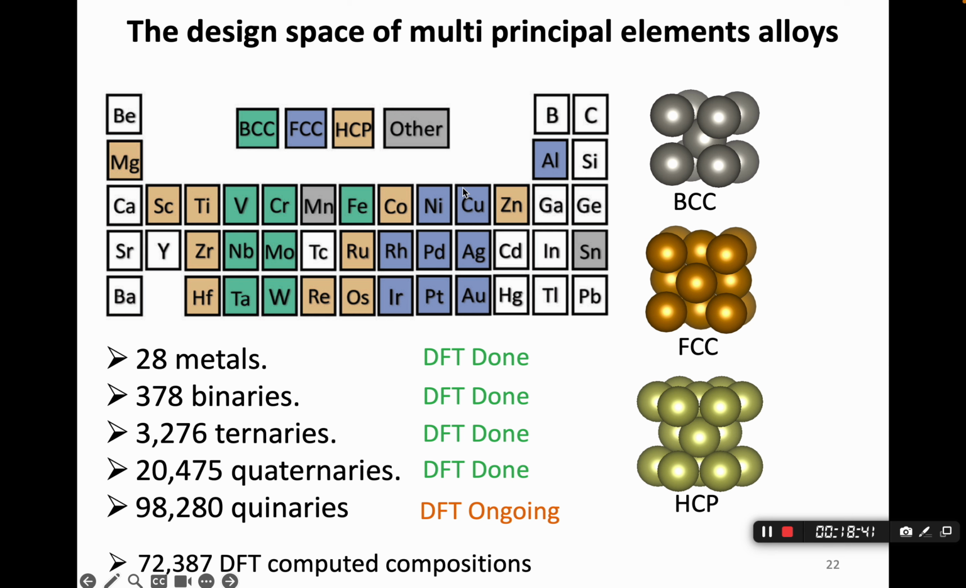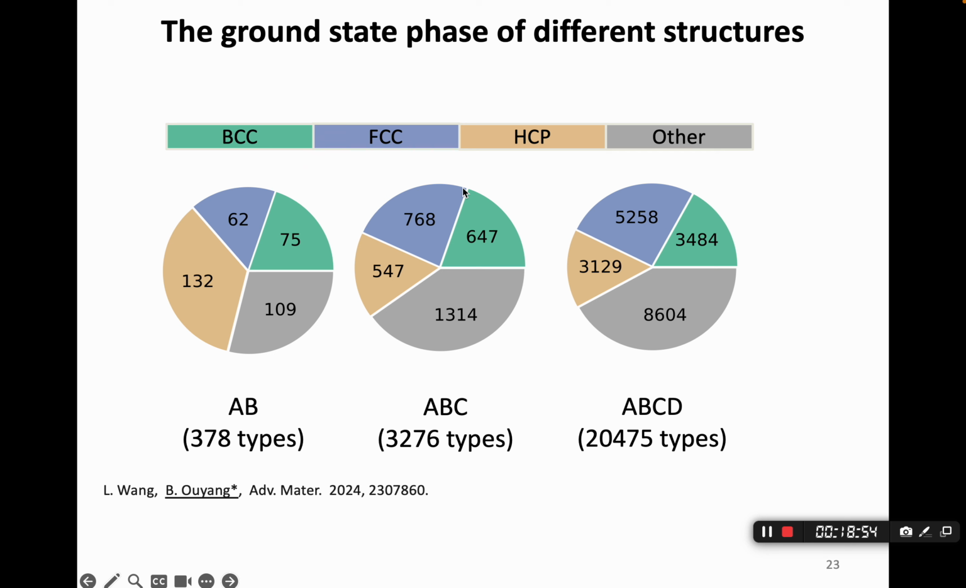We eventually ended up with 72,387 DFT computed compositions covering the typical 3 types of crystal structures. This is a distribution of the ground state in terms of each phase, and some of the phases after DFT relaxation will not be one of these 3 targeted phases. They're going to relax into something else, or they're going to become amorphous eventually.